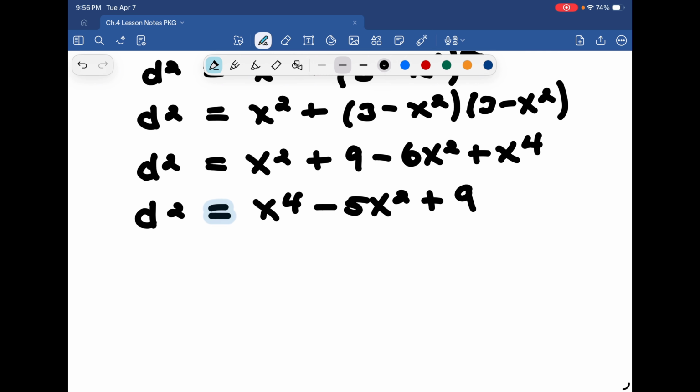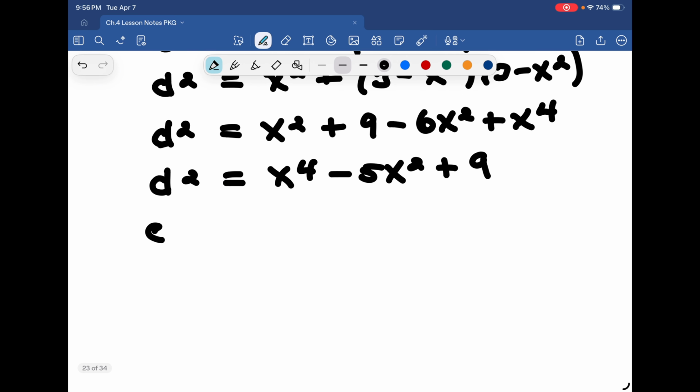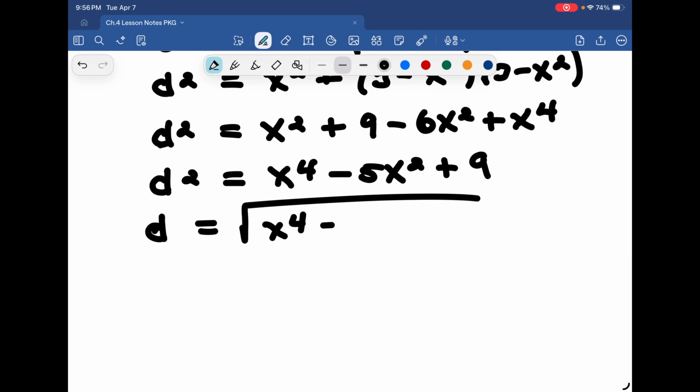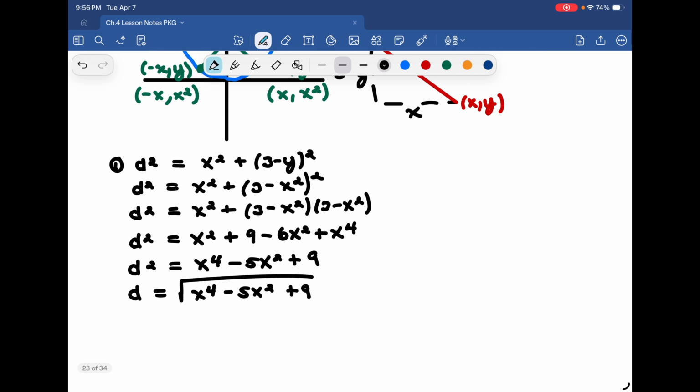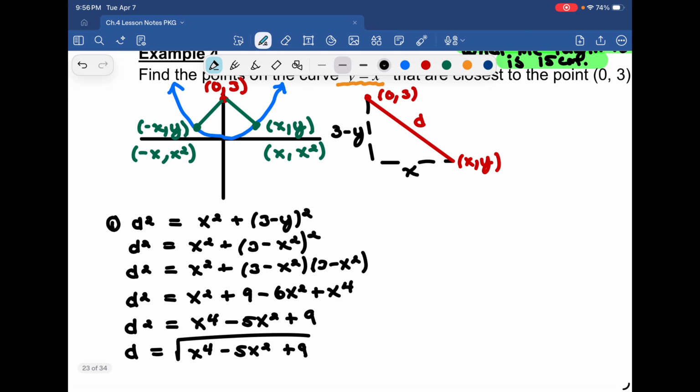Excellent. Now what we want to do is square root both sides so that we get distance, which is equal to the square root of x to the power of 4 minus 5x squared plus 9. Excellent. So this would be the distance that represents from that 0 and 3 to whatever this x and y is. Now, we're going to take the first derivative of this.